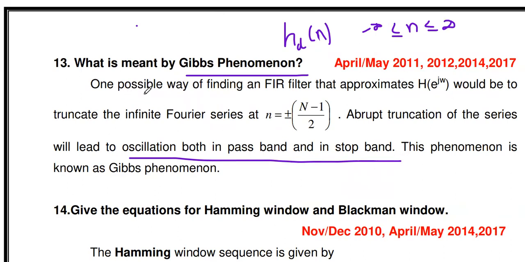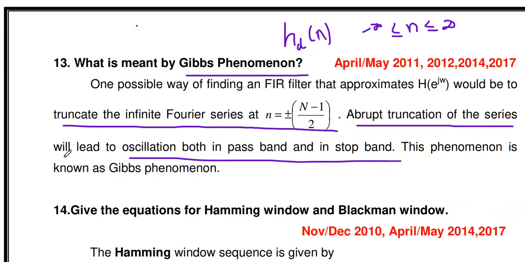One possible way of finding an FIR filter that approximates H of e power j omega would be to truncate the infinite Fourier series at n equal to plus or minus (N minus 1) by 2. So this hd of n value we are truncating from minus (N minus 1) by 2 to plus (N minus 1) by 2, that is, minus 3 to 3. The abrupt truncation of this series leads to oscillation both in pass band and stop band. This phenomenon is called the Gibbs phenomenon.